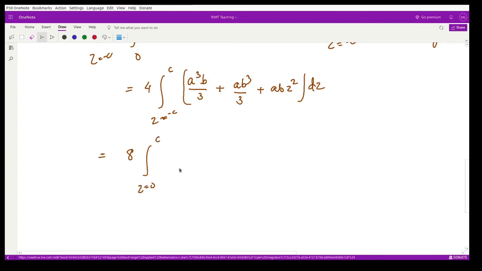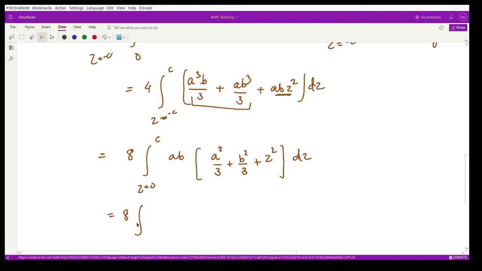Now when you perform this integration, first of all, these quantities are constant and we can take a, b common. So we have a square by 3 plus b square by 3 plus z square dz. Now its integration would be equal to 8ab outside, and then you have a square by 3 plus b square by 3 into z plus z cube by 3. And the limits of integration are z varying from 0 to c.